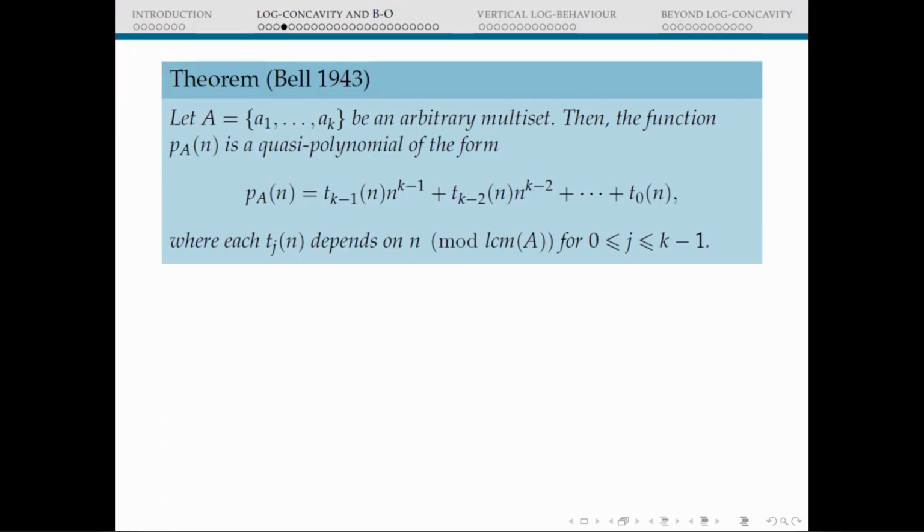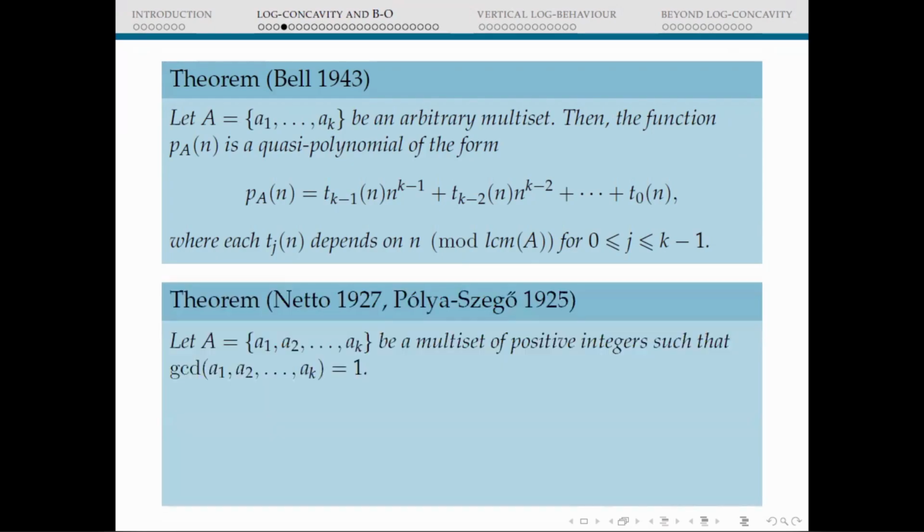However, it is a general result, so maybe if we assume something more about these numbers a1 up to ak, then we will be able to say something more about our A-partition function. And in fact, it's true. Namely, for instance, if we assume that the greatest common divisor of a1 up to ak is 1, then it turns out that the leading coefficient is independent of the residue class of n modulo the least common multiple of A.